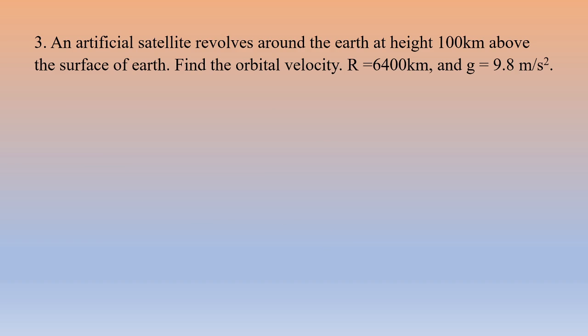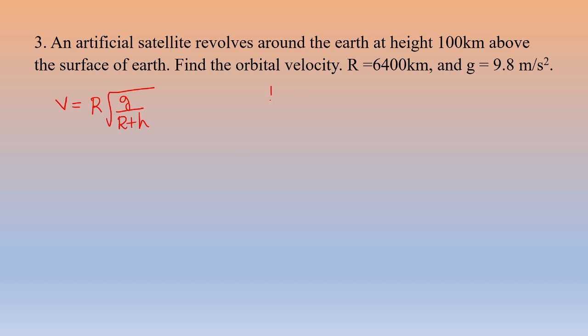Now we have the third problem. An artificial satellite revolves around the Earth at a height 100 km above the surface of Earth. Find the orbital velocity. We know the equation for the orbital velocity: v is equal to R into square root of g divided by R plus H.